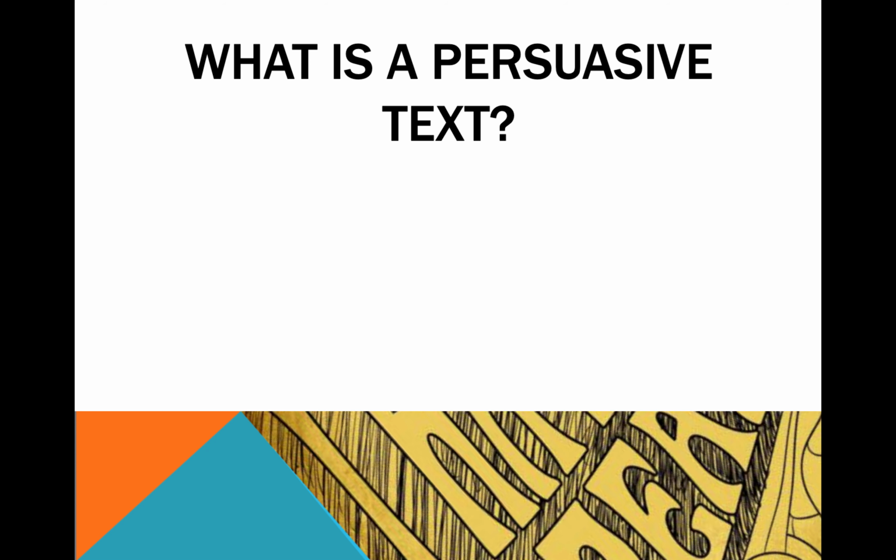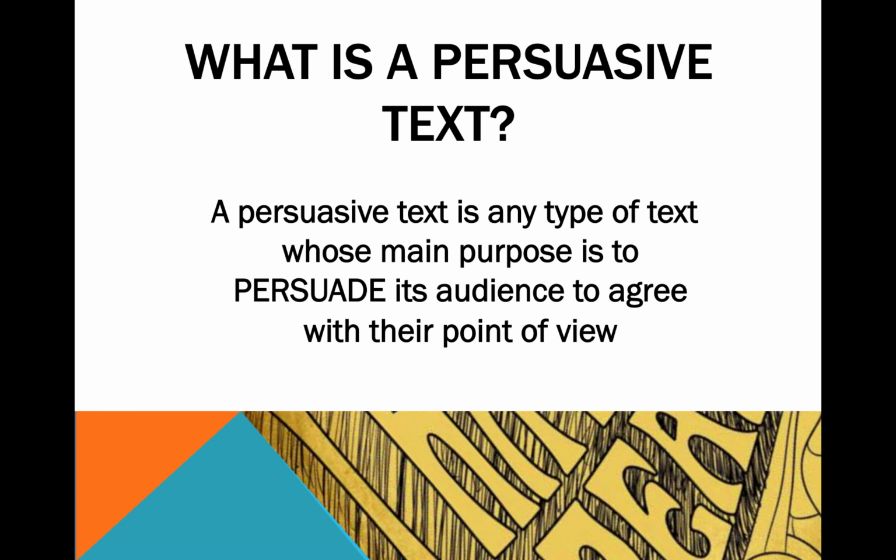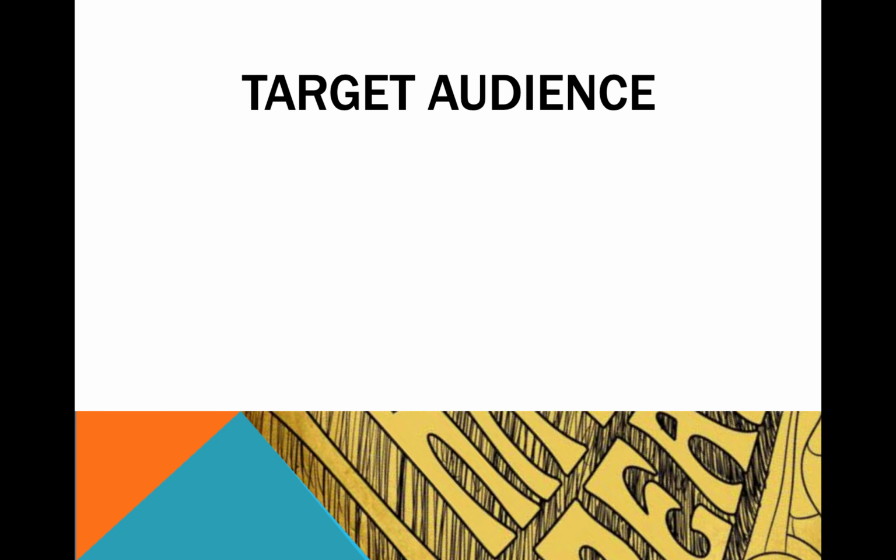Whether it's a speech or a feature article or anything like that, essentially a persuasive text is any type of text whose main purpose is to persuade its audience to agree with your point of view. Before you even begin to craft a persuasive text, the first thing you're going to want to consider is who you are trying to persuade. This is your target audience. You have to know your target audience.